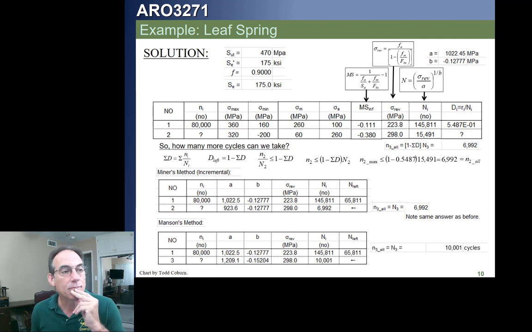Okay? So these are our three methods. The first one we're calling Miner's rule. The second we're calling Miner's incremental rule. Although it gives the same number, don't use that unless I ask you to use that, unless you're just experimenting on your own, okay? And then Manson's method, which gives a different number. Those are the three ways that we're going to apply these together.